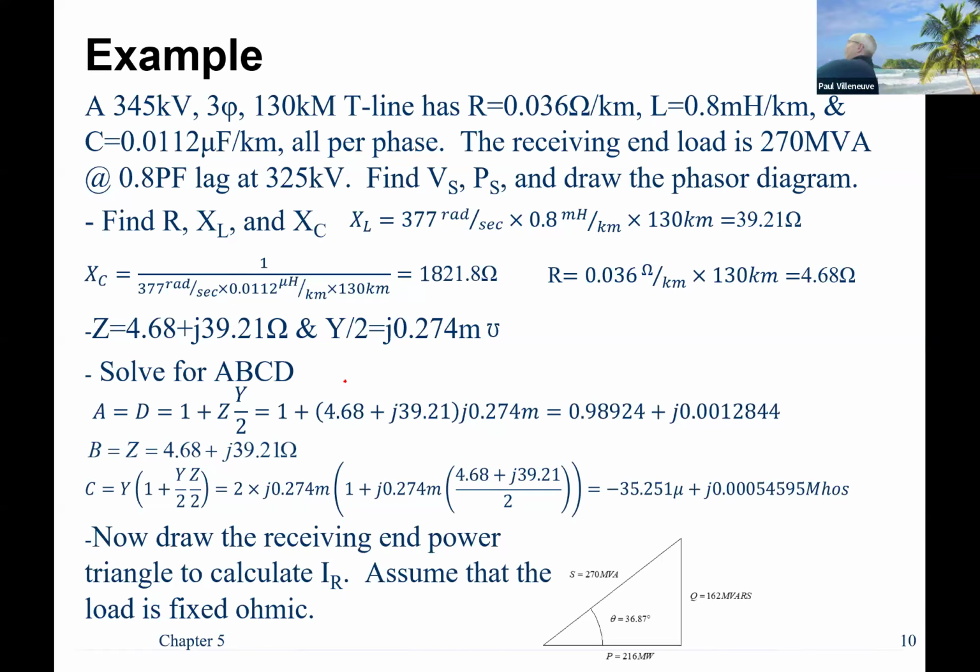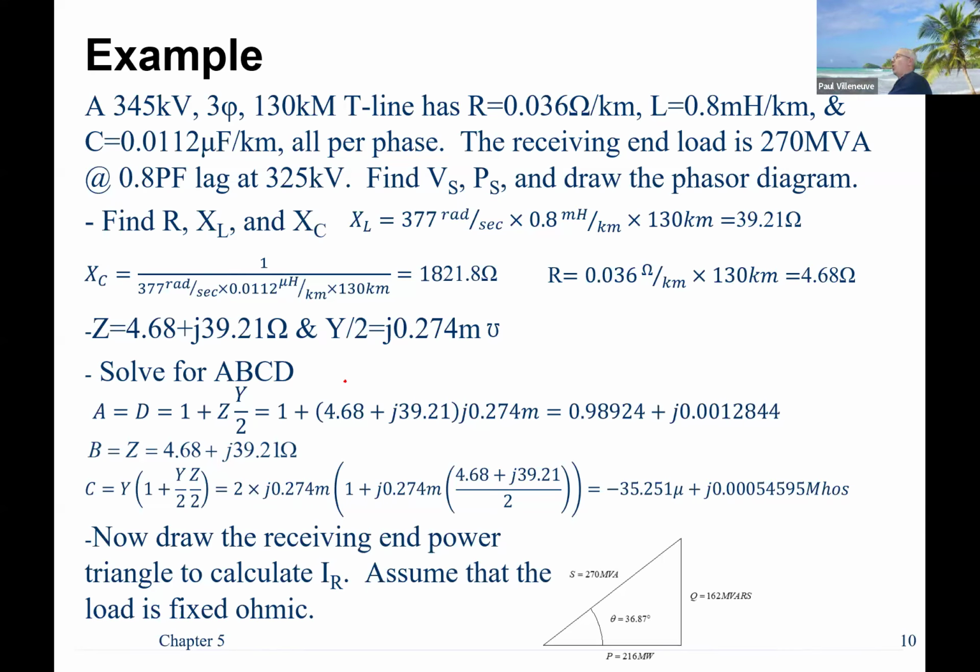Okay, so the first thing is we're going to find big R, big L, and big X, right? We need to find out what those parameters need to be in terms of actual ohms and not ohms per mile or henries per mile. So we know that we live in 60 hertz land, so our frequency is 377 radians per second, our radian frequency. So omega times L times the line length gives me a reactance. So this is the series portion of the reactance of 39.2 ohms for the entire length of the line.